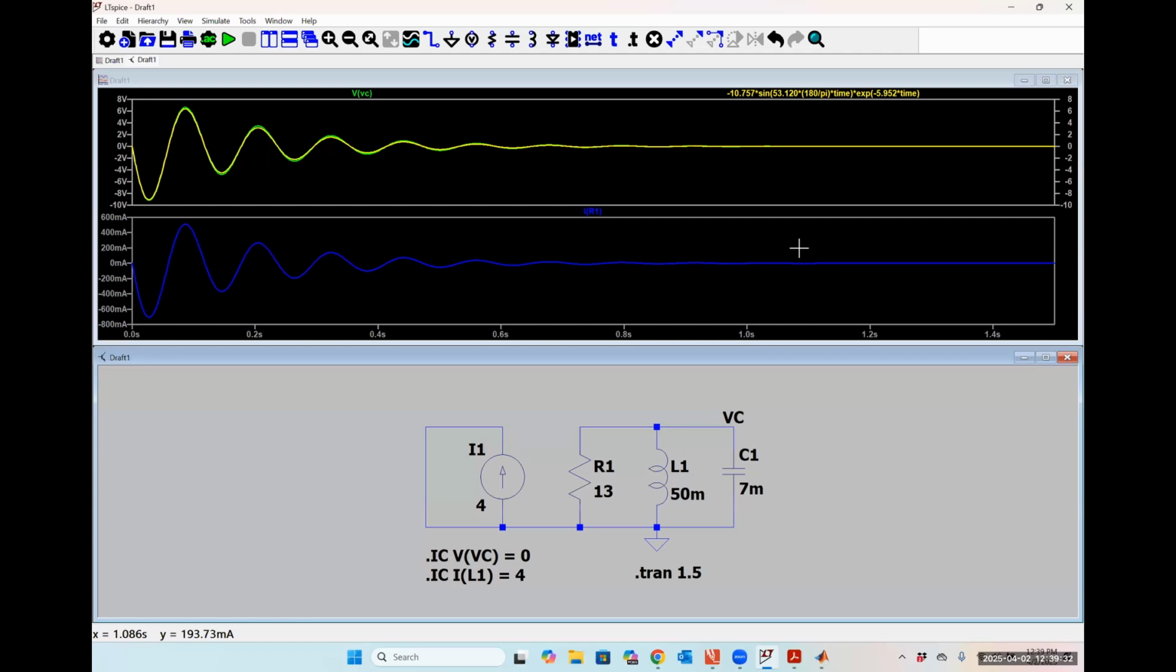Okay. So wrapping everything up, it looks like all of the analysis and the process that we did in our class meeting on Friday was correct for how to analyze a parallel RLC circuit. So today we're going to look at what happens when we have a series RLC circuit.